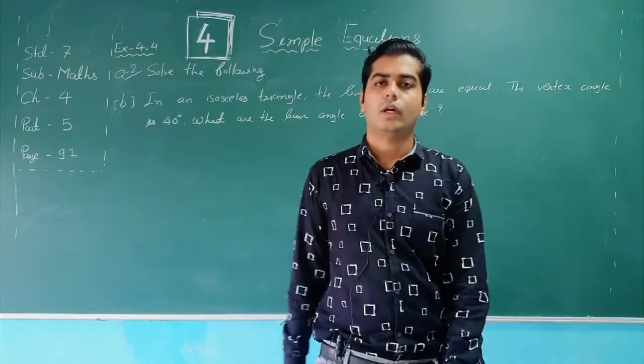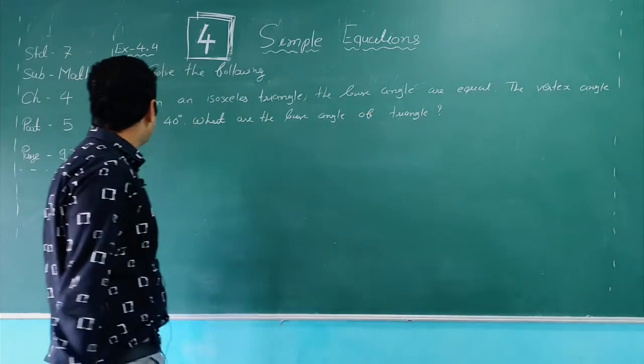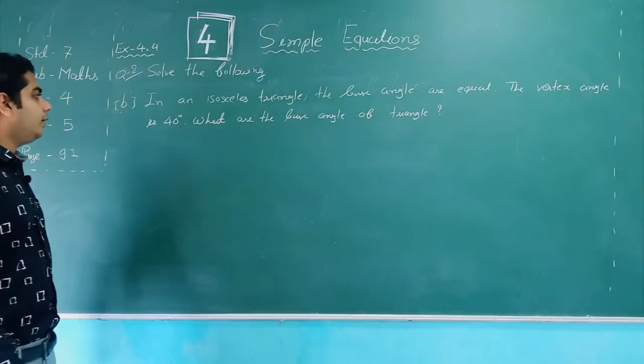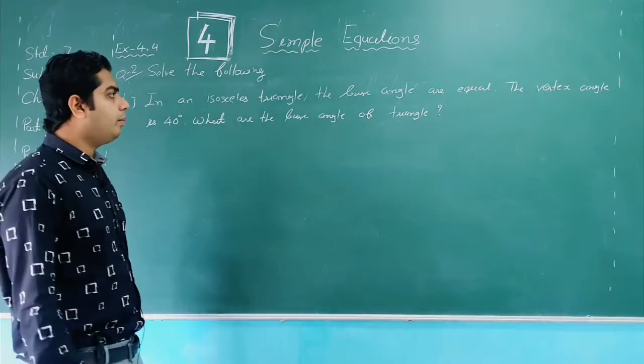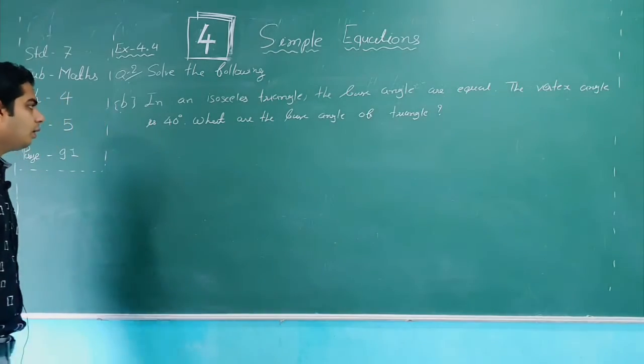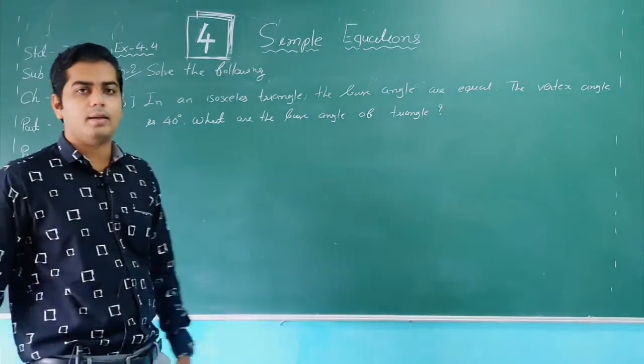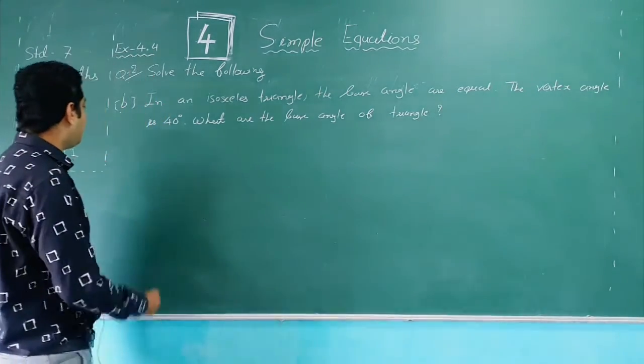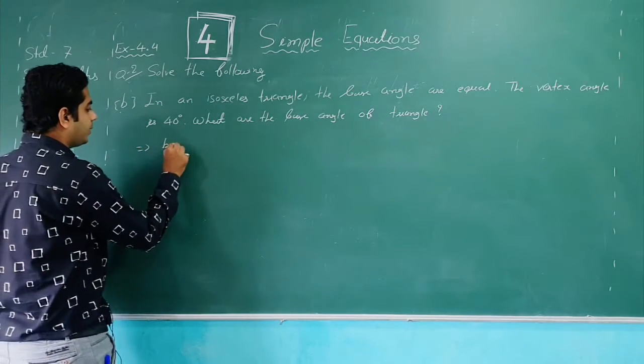Okay students, so now moving on to our next question, question number 2b. In an isosceles triangle, the base angles are equal, the vertex angle is 40 degrees. What are the base angles of the triangle? So particularly here we have to find out the base angles.